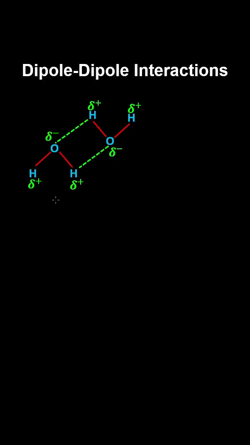Dipole-dipole interactions occur between polar molecules, and the strength of the interactions depends on the magnitude of the dipoles and also the relative orientation between the molecules. So the intermolecular interactions between polar molecules are typically stronger than between non-polar molecules that have a comparable size, because these interactions occur in addition to London dispersion forces between those molecules.